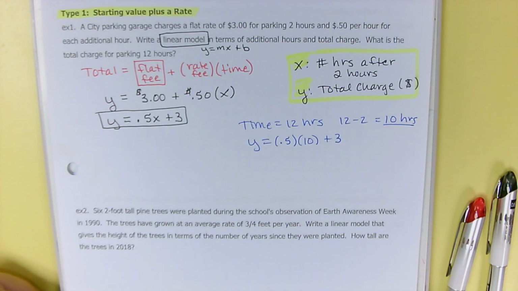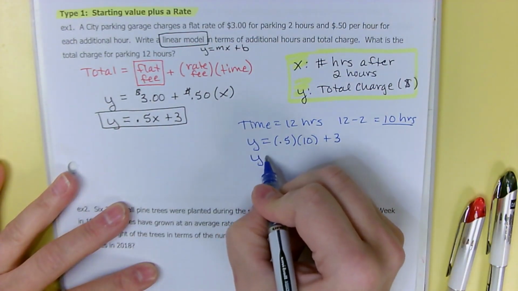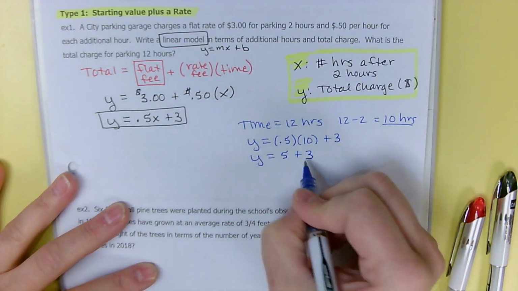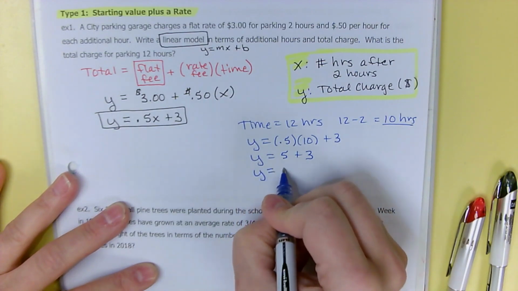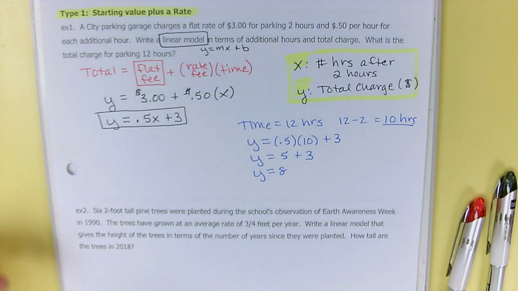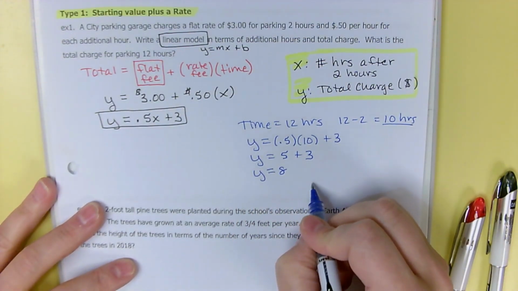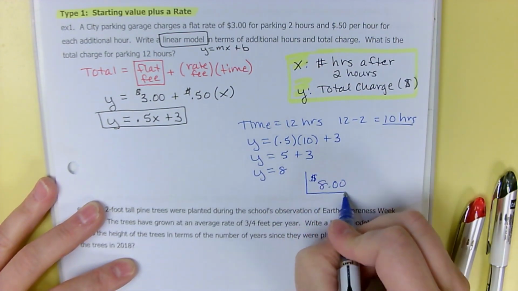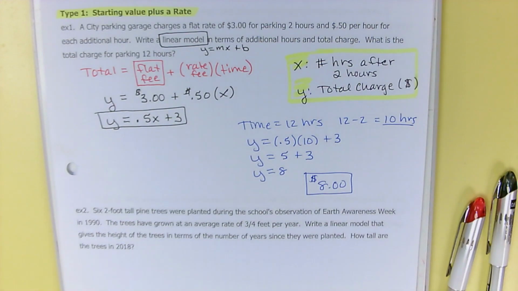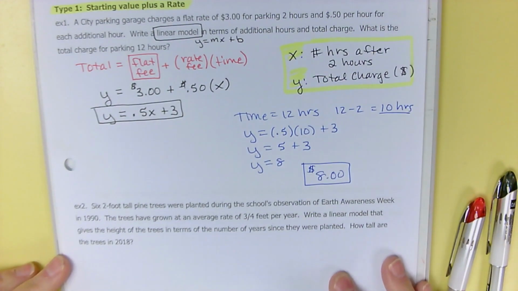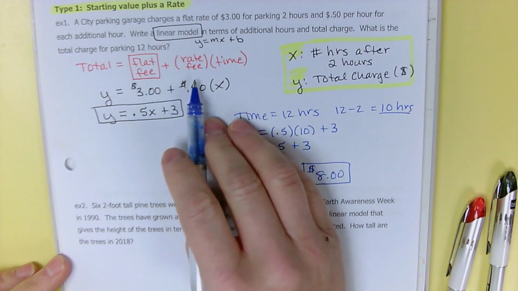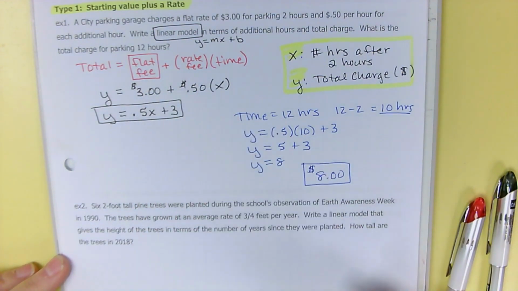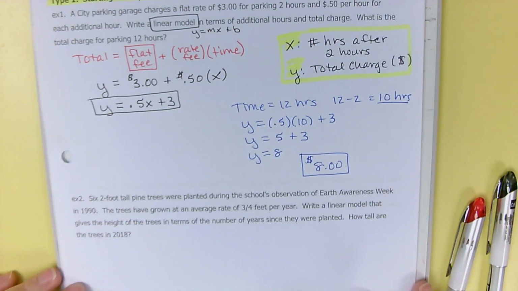And then we're going to simplify. So 0.5 times 10 is 5. 5 plus 3 is 8. Y equals 8, but we have to put it in terms of the question. So it's going to be $8. And you put the dollars back in when you actually state your answer. So that is a starting rate plus a rate question. Let's do one more of these.